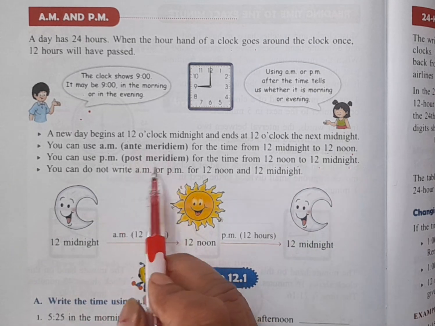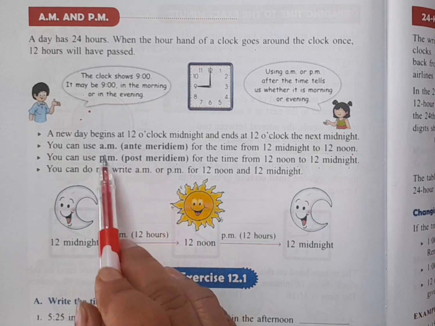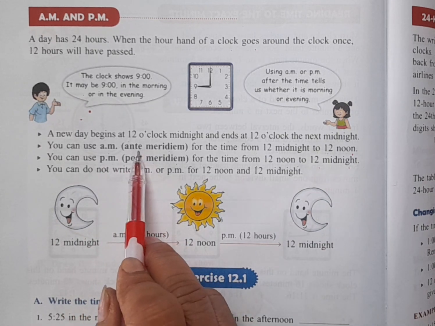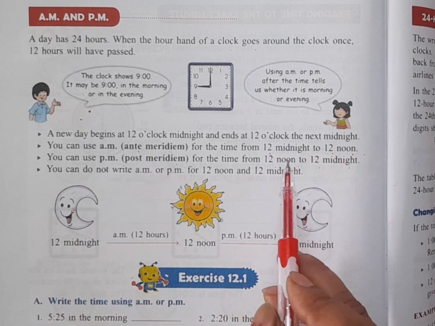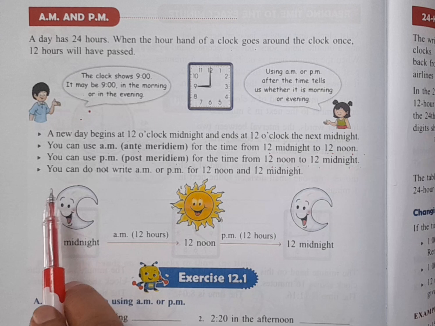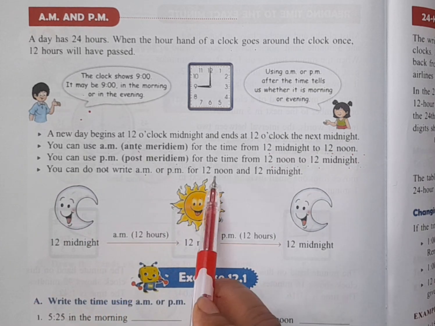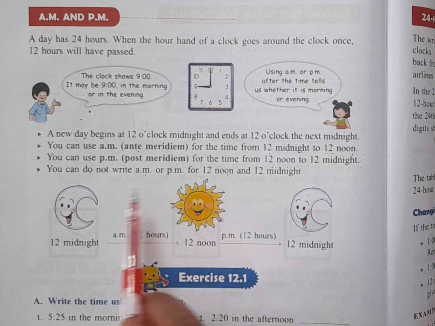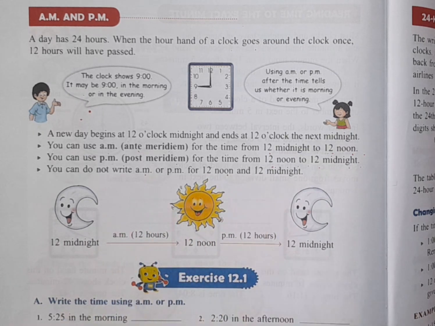It means our 24 hours are divided into two parts, AM and PM. AM means 12 midnight to 12 noon. PM means 12 noon to 12 midnight. So you can write AM for 12 midnight and PM for 12 noon.